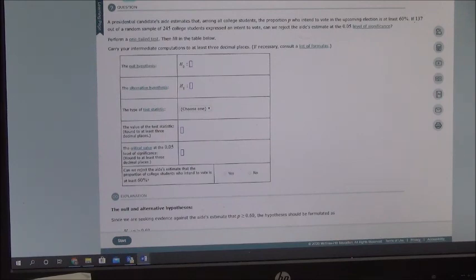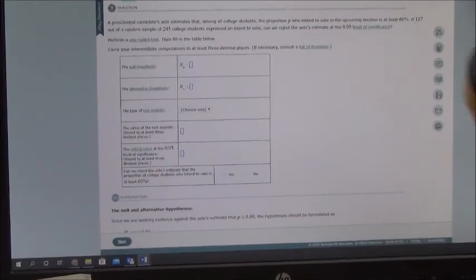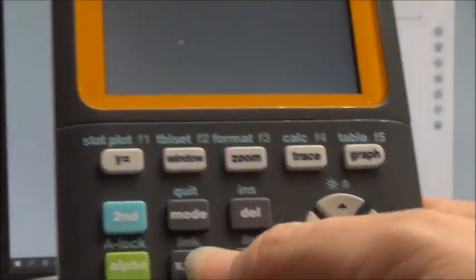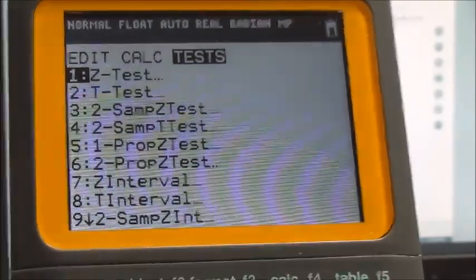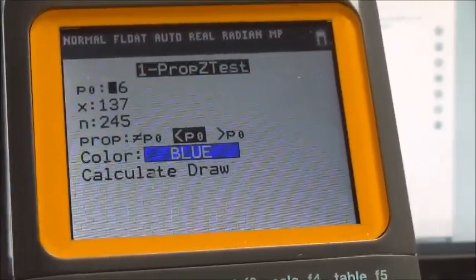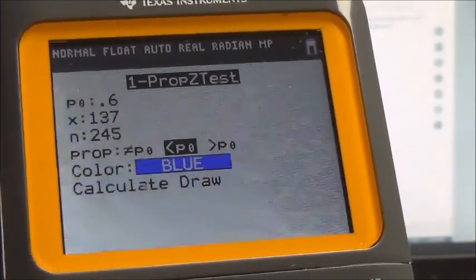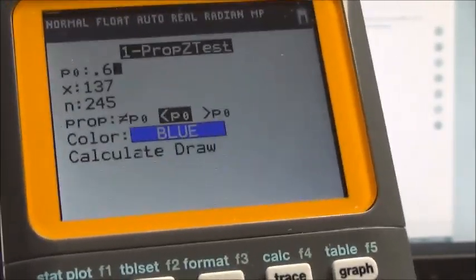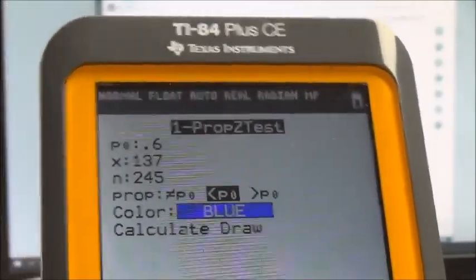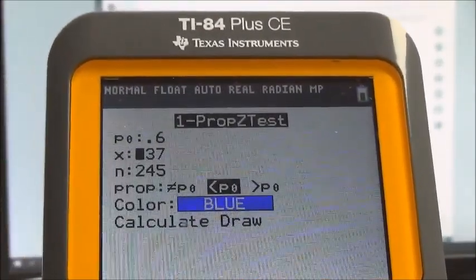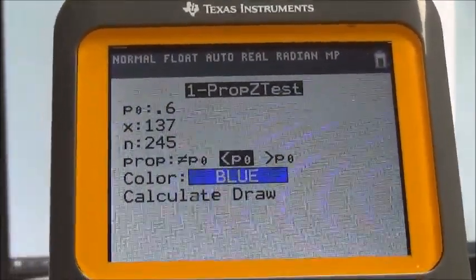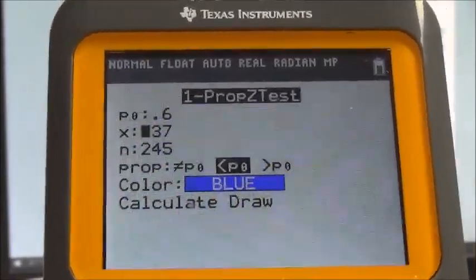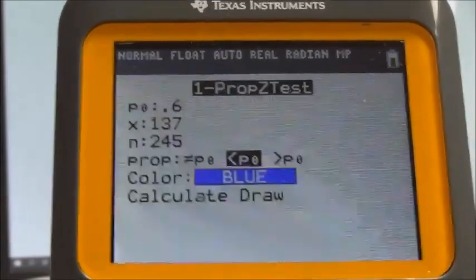So then we need to do our calculations. Again, I'm going to hit the stat button in order to get to my tests. I'm doing number 5 because I'm doing the one proportion z-test. On this one, we want to know if it's at least 60%, so we're going to use 0.60. Here we don't have to calculate that. Remember on the previous one it said 37% of 100 and we used the 37. On this one it just tells us 137 out of the 245. So X is the 137, N is my 245.